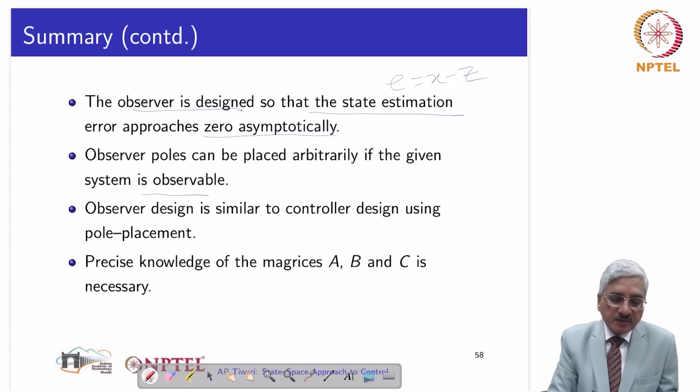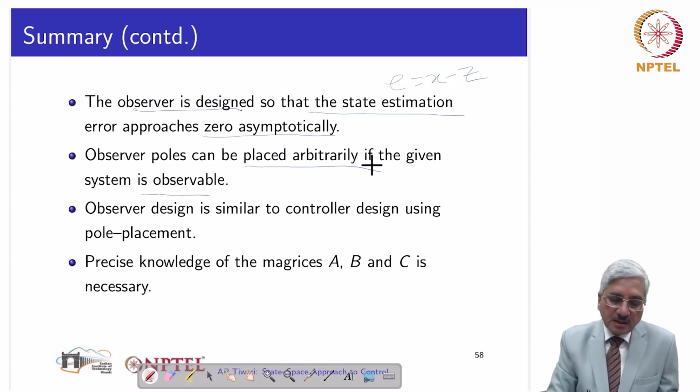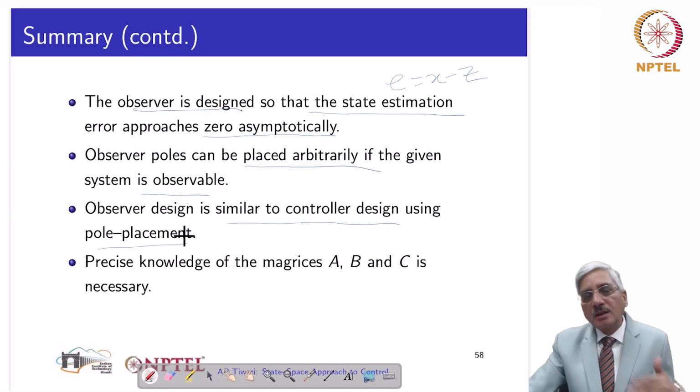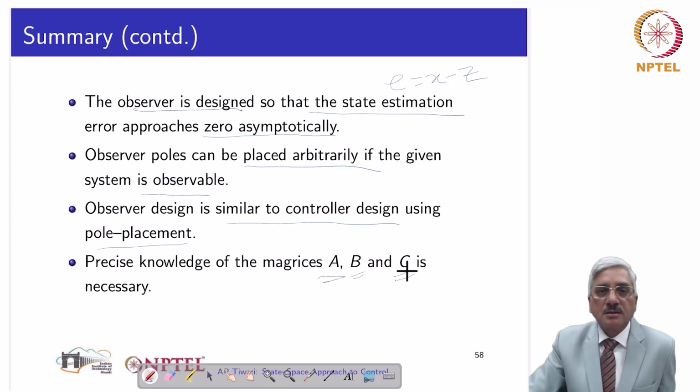If the system is observable, then observer poles can be placed arbitrarily in the open left half s-plane. Of course, subject to the restriction that complex poles should occur as a pair of complex conjugate poles. Observer design is similar to the controller design using pole placement. So all the pole placement formulae can be used to obtain the observer design. Although I took the example of a single input system, even for multi-input systems, the multi-input pole placement formula can be used for obtaining the observer design. And of course, it is very necessary to precisely know the A, B and C matrices.